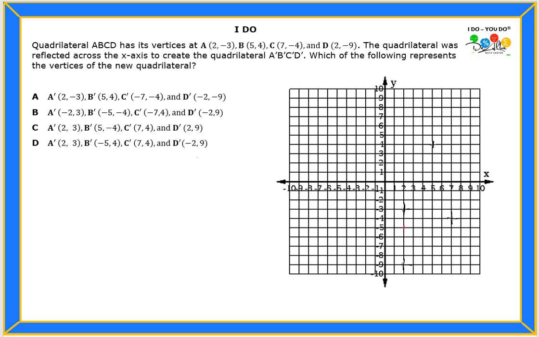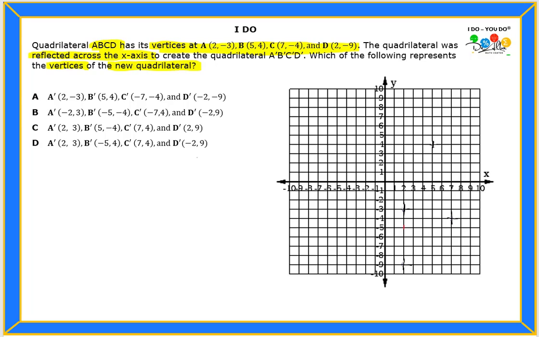Okay, so what is it that I'm going to be looking for? Well, it says that I'm looking for the vertices for the new quadrilateral. So there is a quadrilateral given to us, and the vertices are up here on the top, right? These are the vertices for my quadrilateral, ABCD. And that quadrilateral is being reflected across the x-axis.